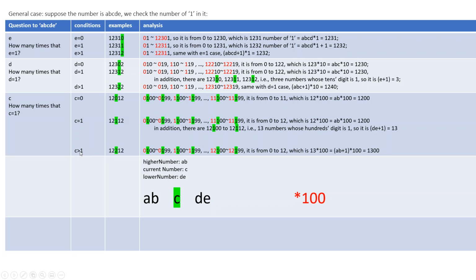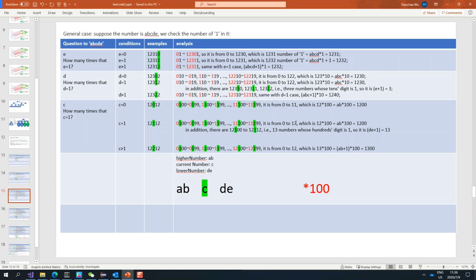And let's look at the C larger than 1 case. Now we actually could form an additional complete subset with 100 numbers. So this one is okay, but the final one starts from 12. It's 12,100 to 12,199, right? Because all these numbers are smaller than the given input. So it's from 0 to 12. Oh, this one is actually not correct. It should be from 0 to 11, right? This should be 11. Okay.